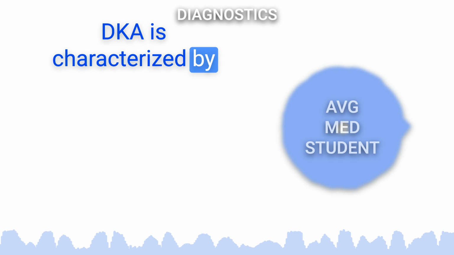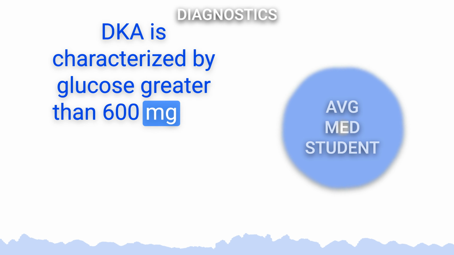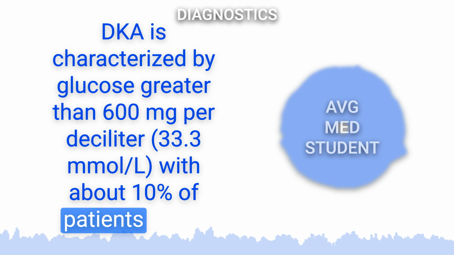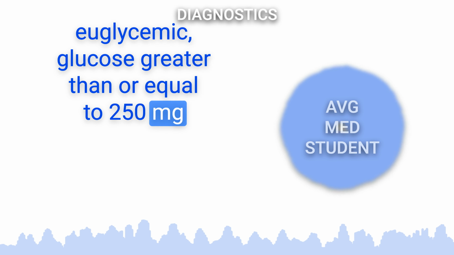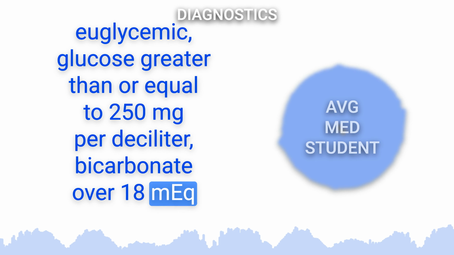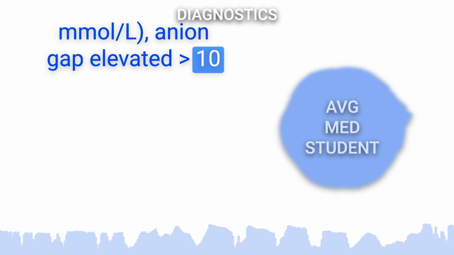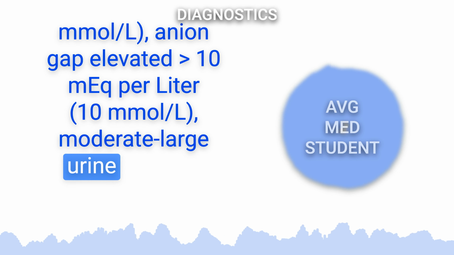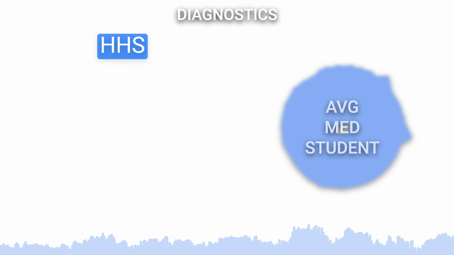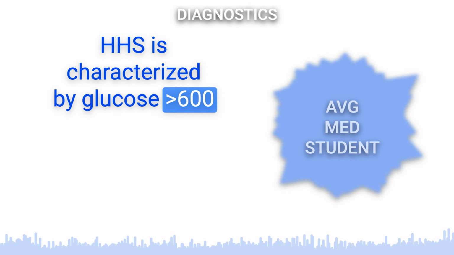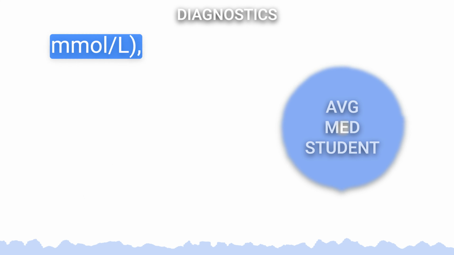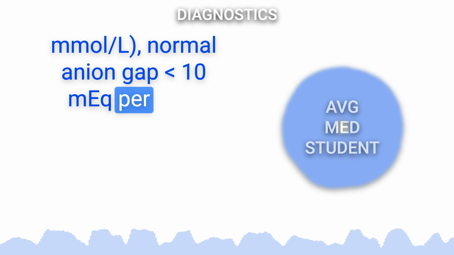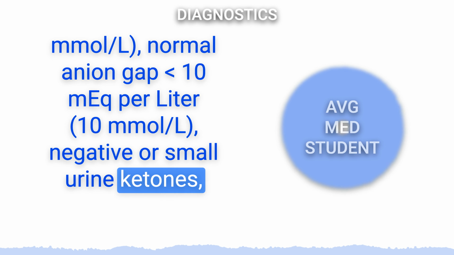DKA is characterized by glucose greater than 600 milligrams per deciliter, with about 10% of patients being euglycemic. Glucose greater than or equal to 250 milligrams per deciliter, bicarbonate over 18 mg per liter, anion gap elevated greater than 10 mg per liter, moderate to large urine ketones, and glucosuria. HHS is characterized by glucose greater than 600 milligrams per deciliter, bicarbonate greater than 18 mg per liter, normal anion gap lesser than 10 mg per liter, negative or small urine ketones, and glucosuria.